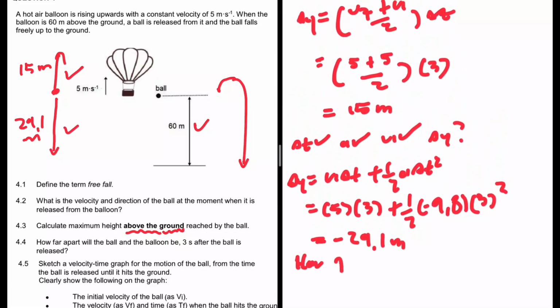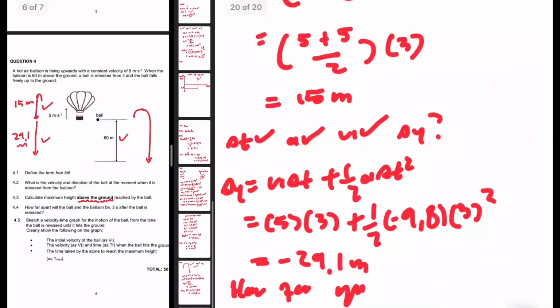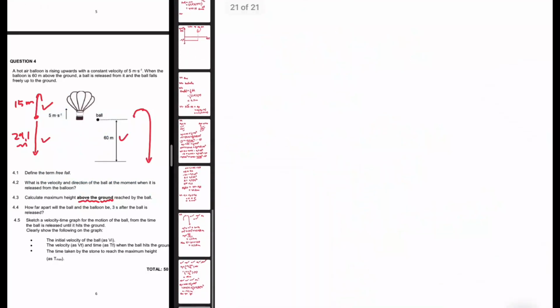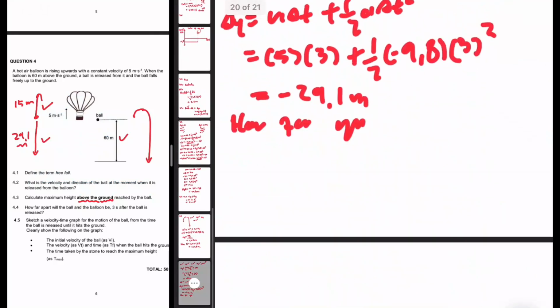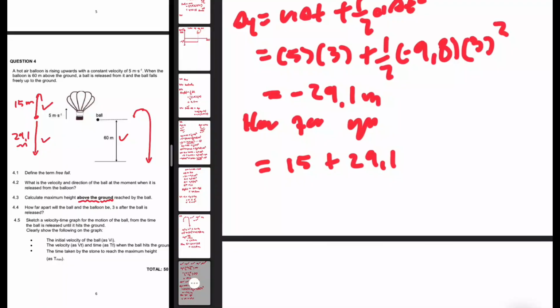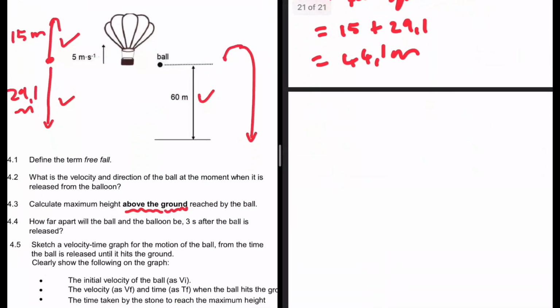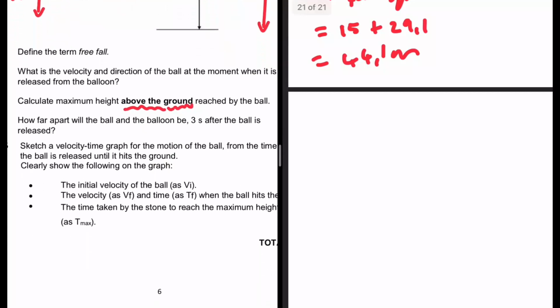So we need to add these two numbers to find out how far apart they are. So how far apart, I need to add another page here. So let me just insert a blank page and then, right, so how far apart, we're going to have 15 plus 29.1 meters. Well, let me not put the SI unit as of yet. Okay, and then this is equal to 44.1 meters. So there we go, 4.4 and then 4.5.